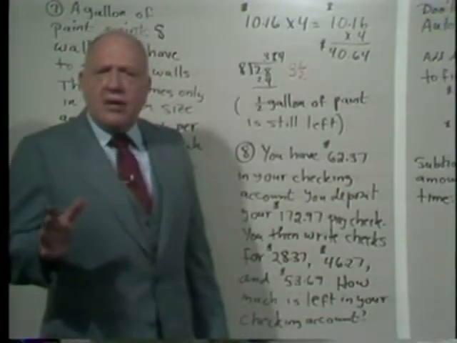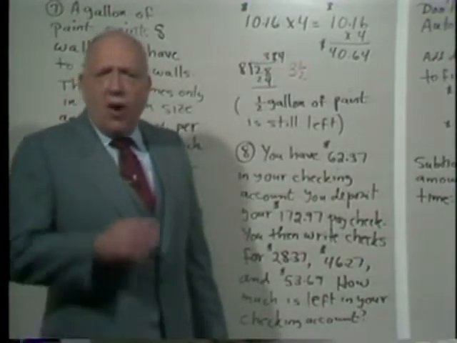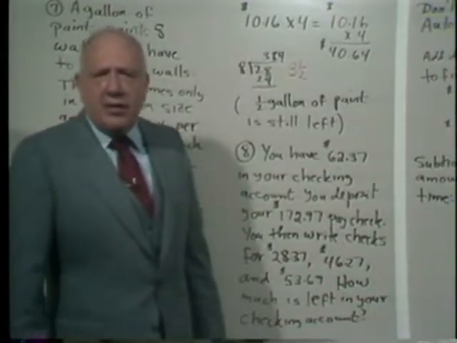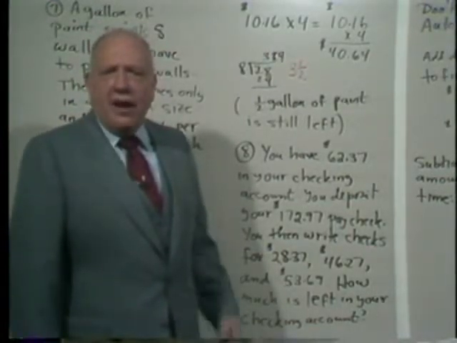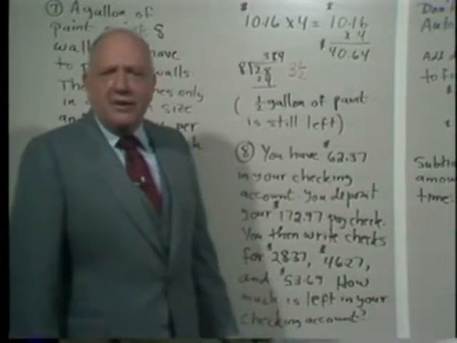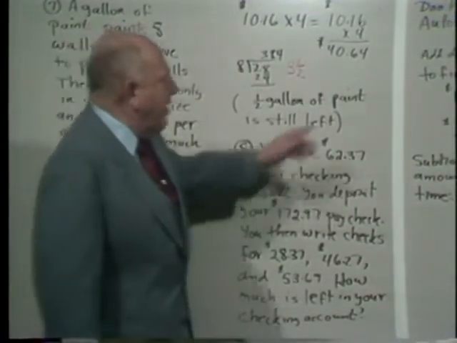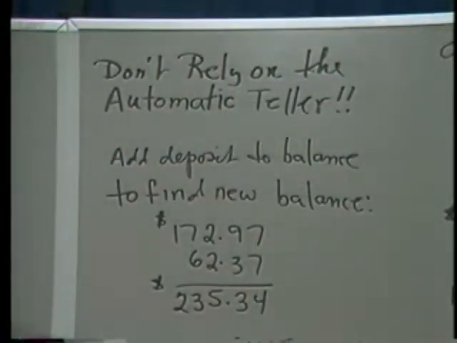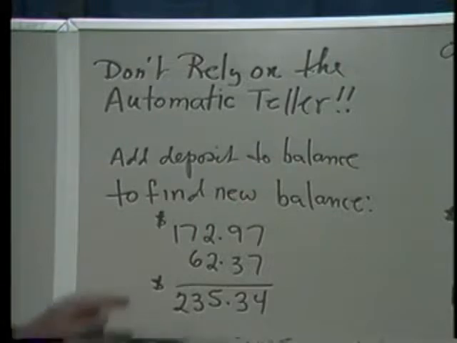And then when the statement comes from the bank at the end of the banking period, then you can correlate your findings with theirs. I like to use the rule that if the bank doesn't bother me when I'm overdrawn, I won't bother them when I'm underdrawn. But it doesn't work that way, I'm afraid. But let's just go and do the problem. As I say, don't rely on the automatic teller. The best thing to do is what? First of all, find out how much money you have.